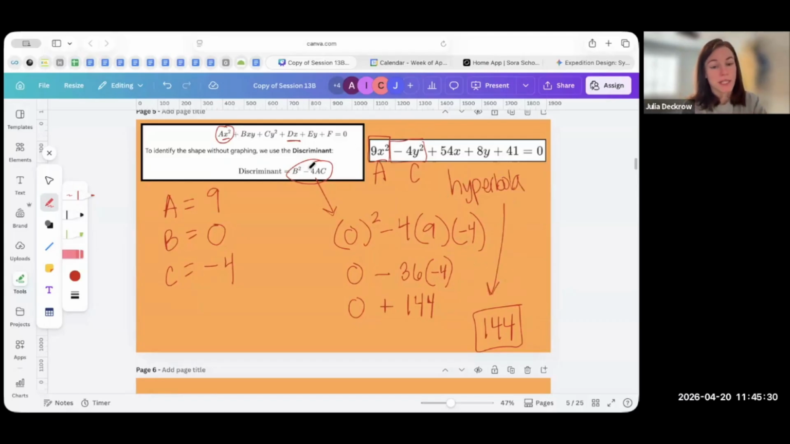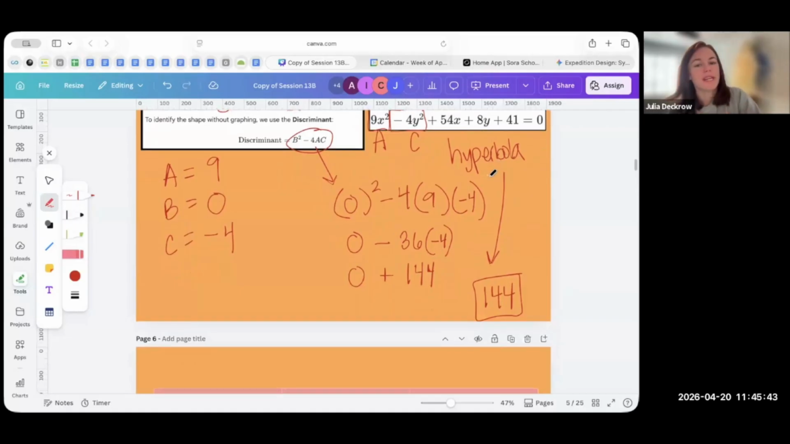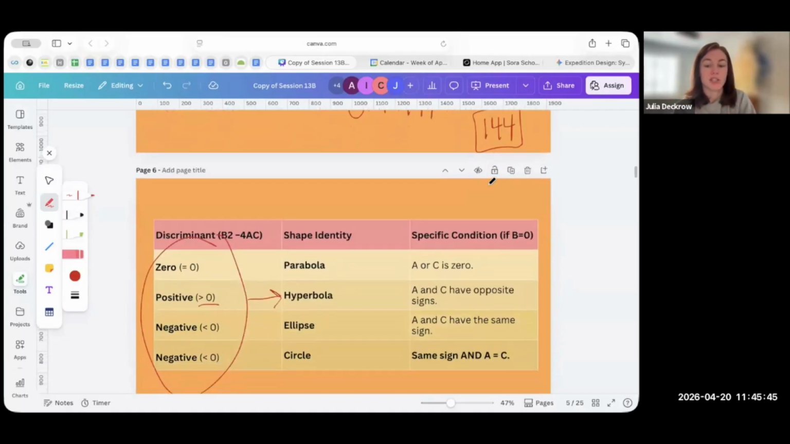So again, this thing, this b squared minus 4ac that goes underneath the quadratic formula square root is called the discriminant, and it is used to help you figure out which conic section you're dealing with. So we just figured out that this is a hyperbola. And then of course, if we needed to graph it or whatever, we can change it to standard form.